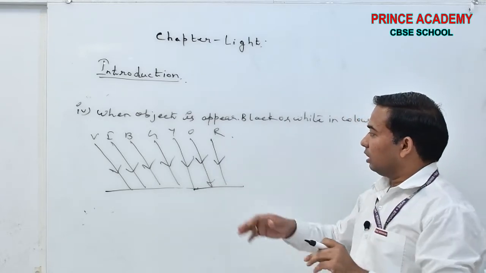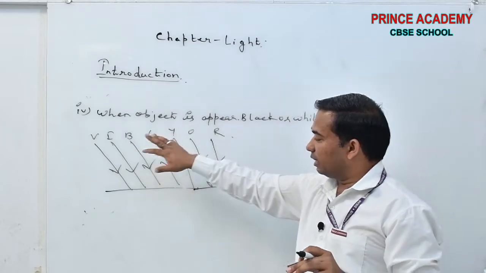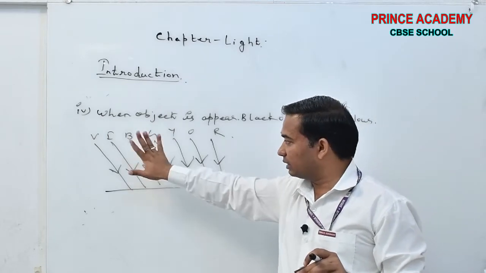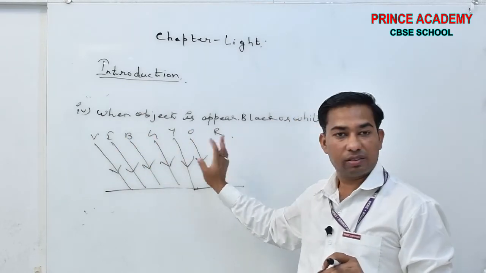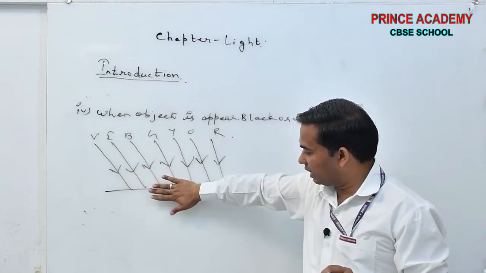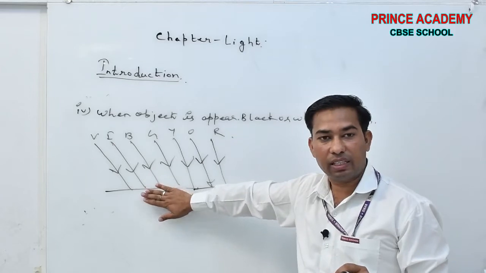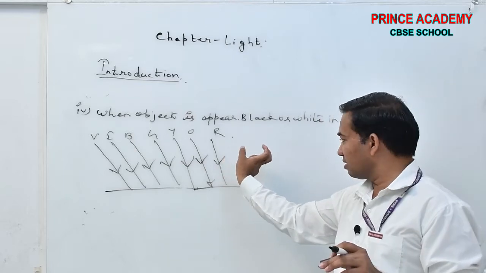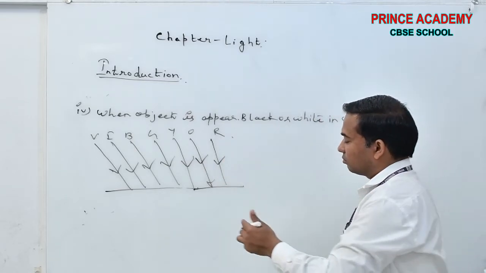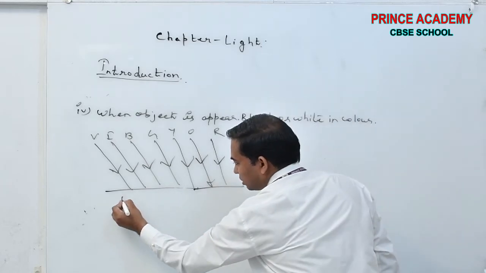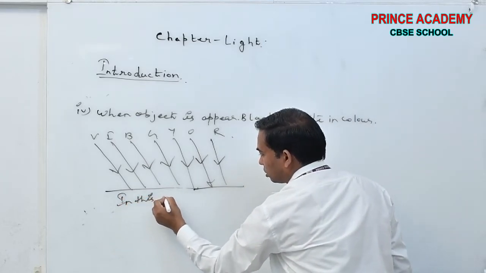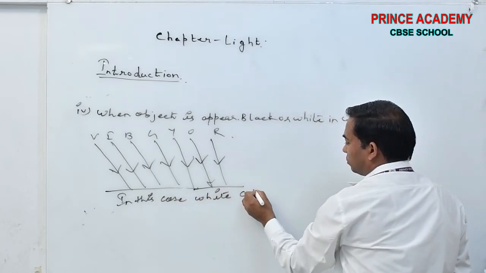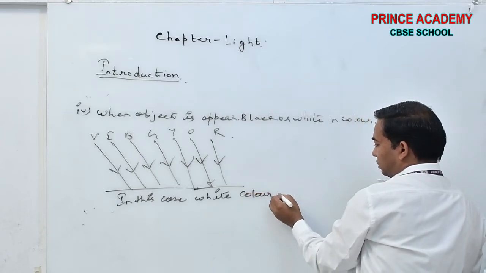Again, when an object appears white in color, it means the light incident on the surface, which is white, consists of the 7 colors VIBGYOR. All 7 colors of wavelength are incident on the object and are reflected back. Then all those wavelength colors mix and form white light. In this case, white color appears.